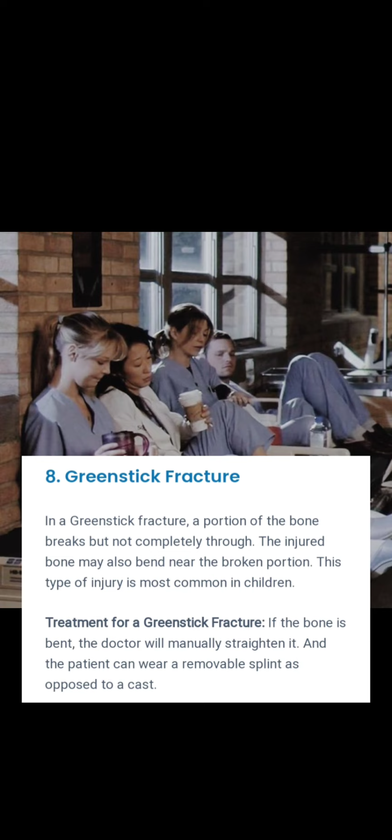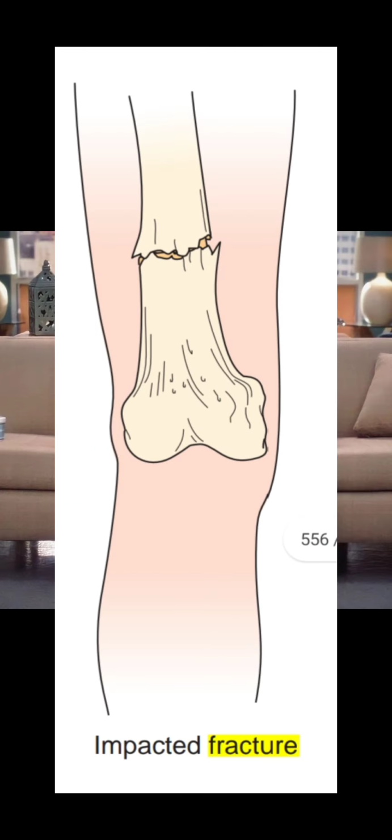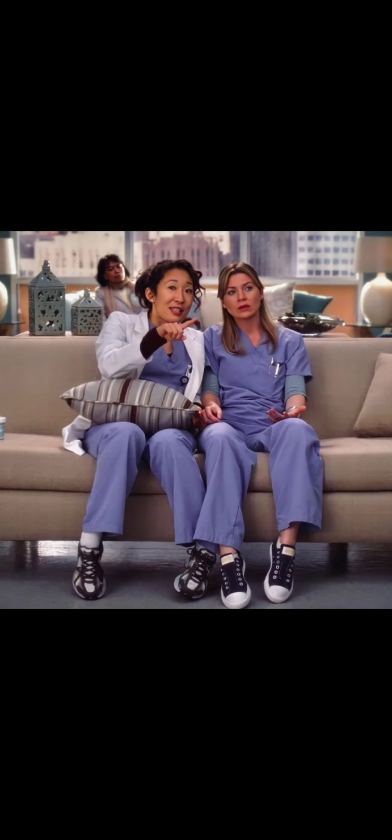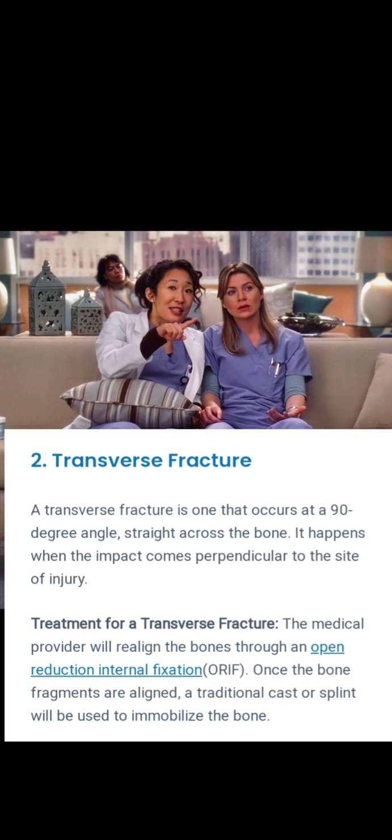For the treatment of this type, if the bone is bent, the doctor will manually straighten it, and the patient can wear a removable splint as opposed to a cast. So, the next is called an impact fracture, or maybe called a transverse fracture.